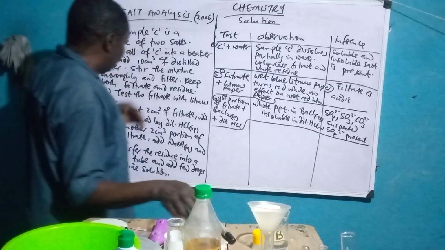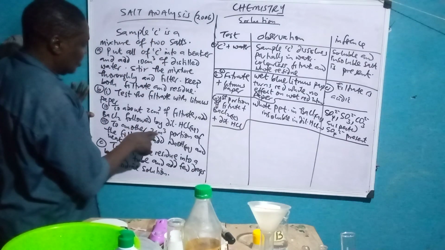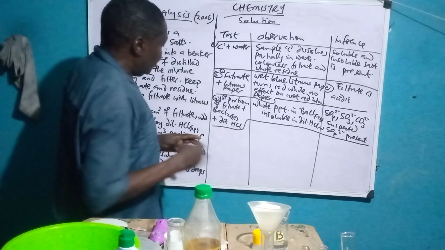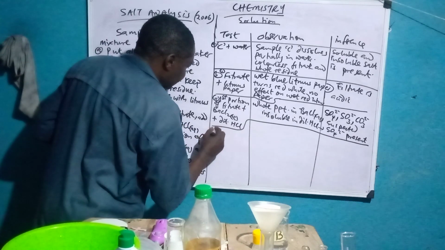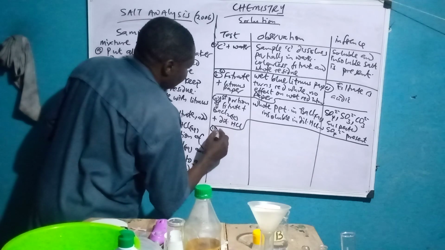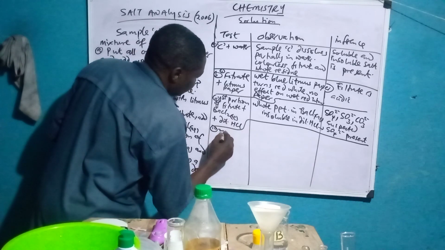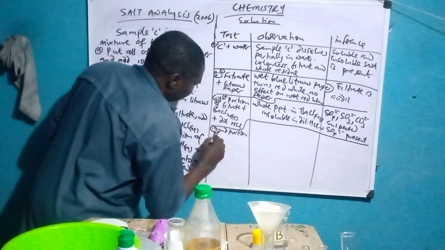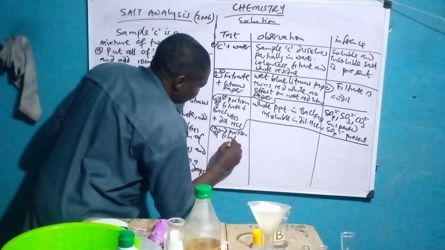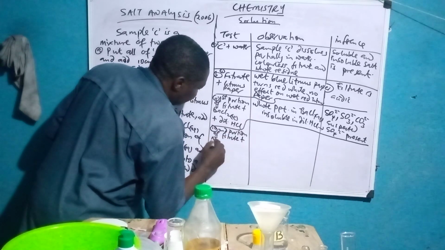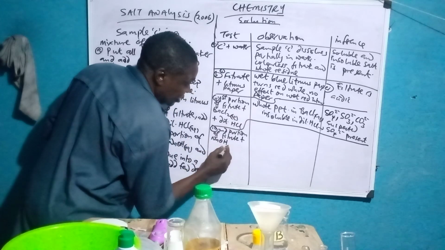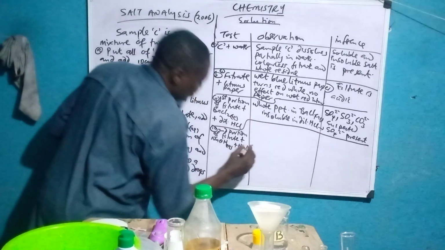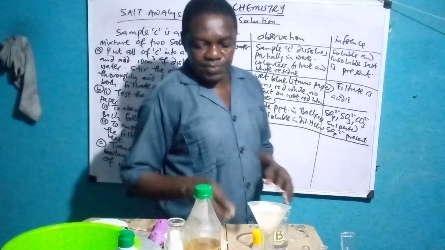The next one we go for is to another 2 cm cube of the filtrate, sodium hydroxide, and heat. You now see Roman figure 3. Second portion of filtrate plus NaOH. Don't forget aqueous plus heat. Let's see how it goes.